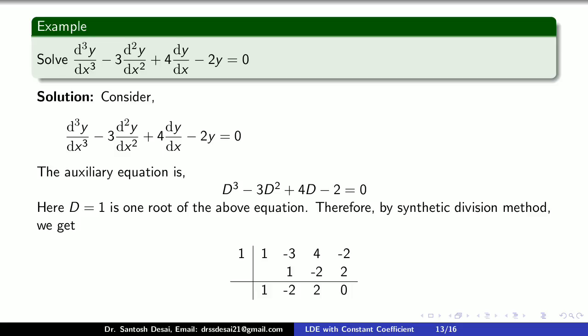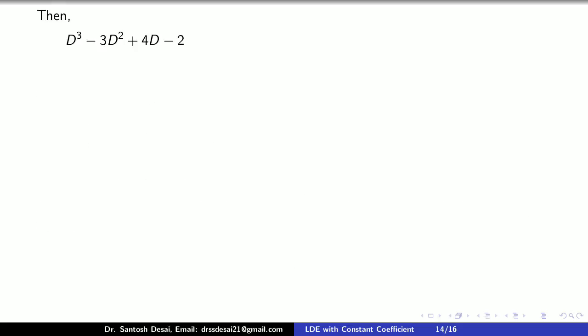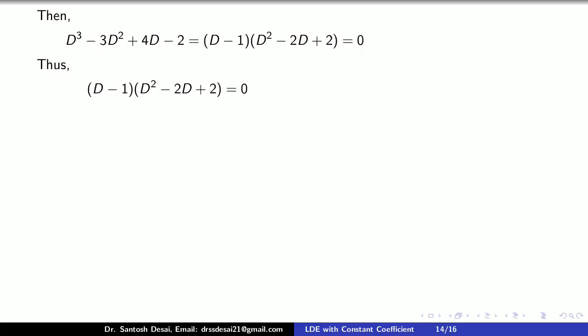Now here again I am going to express this cubic equation as a product of linear and quadratic factor. So therefore d cube minus 3d square plus 4d minus 2 is equal to, linear factor is d minus 1 and quadratic factor is d square minus 2d plus 2. Now this is equal to 0. Now therefore d minus 1 into d square minus 2d plus 2 is equal to 0. Now simplifying this, you will get d minus 1 equal to 0, or d square minus 2d plus 2 is equal to 0.